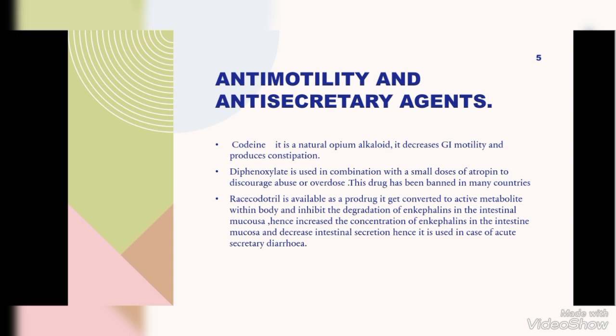The next one is racecadotril. Racecadotril is an anti-secretory agent. It is available in the form of a prodrug. When we administer it, it gets converted into an active metabolite within the body and acts as an enkephalinase inhibitor. It inhibits the enkephalinase enzyme, thereby it inhibits the degradation of enkephalin. Due to the increased concentration of enkephalins in intestinal mucosa, it decreases the intestinal secretion. Thereby, it shows an antidiarrheal effect.